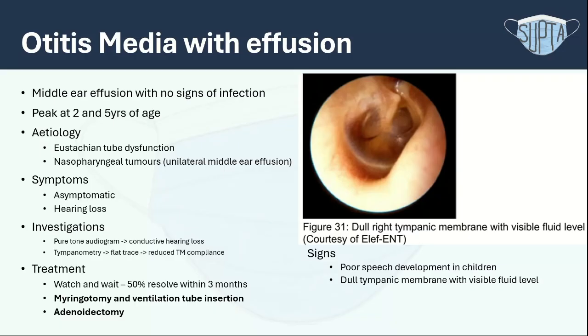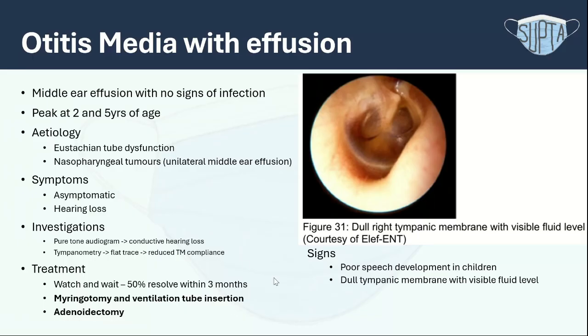And the investigations will mostly be tympanometry, which shows a flat trace and reduced tympanic membrane compliance, or pure tone audiogram, which shows conductive hearing loss. Another thing you might see is bubbles behind the tympanic membrane if you do otoscopy. And most of the time it's a watch and wait approach, with 50% tending to resolve.